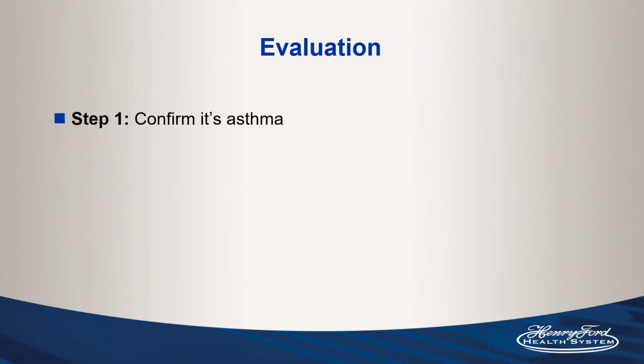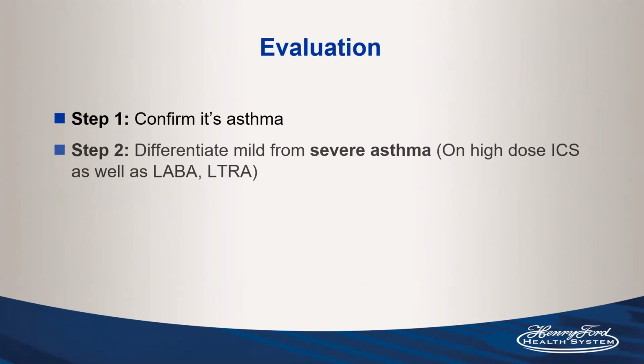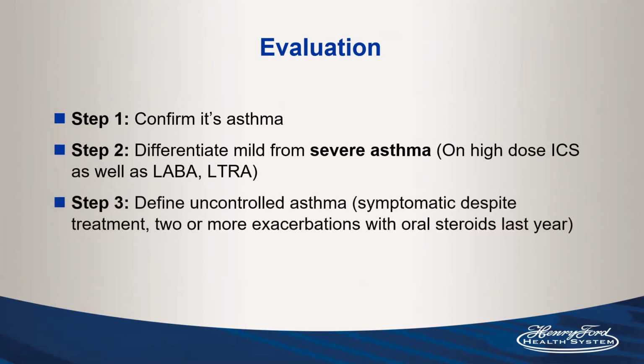So let's go through the stepwise approach that we talked about. Number 1, confirm it's asthma. She was tested through a pulmonary function test and it was confirmed it was asthma. Number 2, differentiate mild from severe asthma. She's already on high dose inhaled corticosteroids as well as a LABA, and she's on Singulair as well. So that is severe asthma. Step 3, define uncontrolled asthma. Hers is uncontrolled because she's still symptomatic. She's still waking up at night. She's still using albuterol. She had about 2 exacerbations with oral steroids last year.